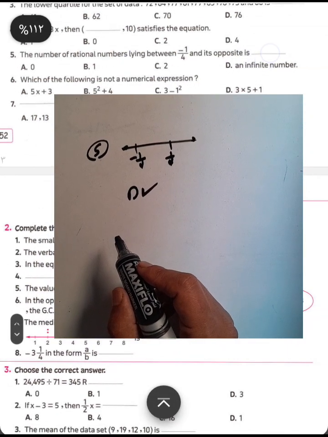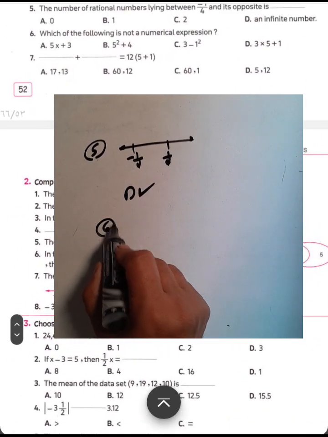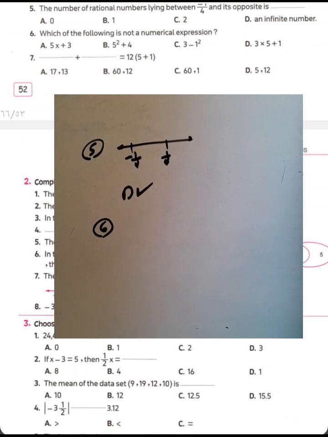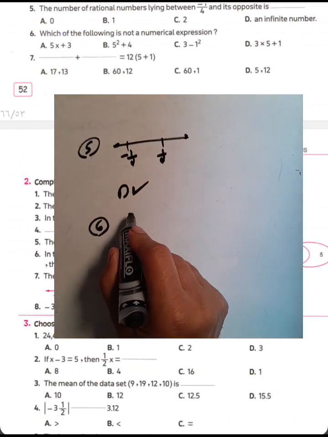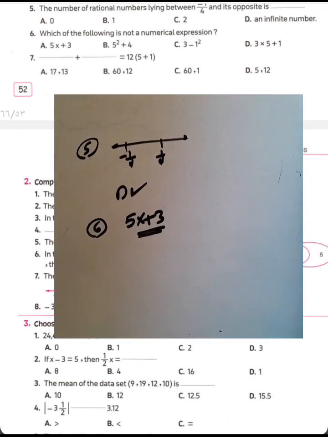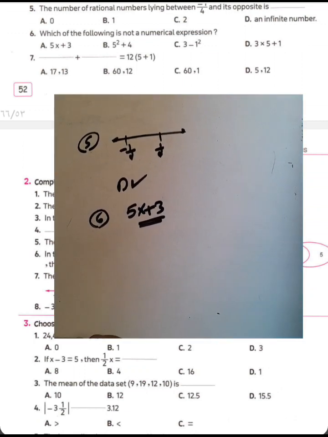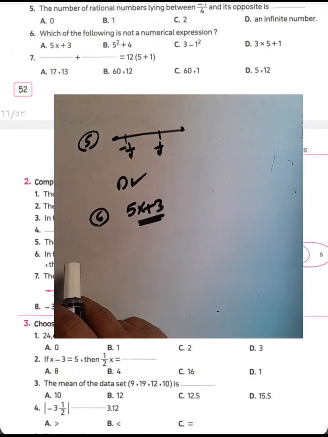Okay, that is question number 5. Question number 6. Which of the following is not a numerical expression? The one that is not a numerical expression is 5x plus 3. Okay, 5x plus 3 is not a numerical expression, but we call it an algebraic expression.